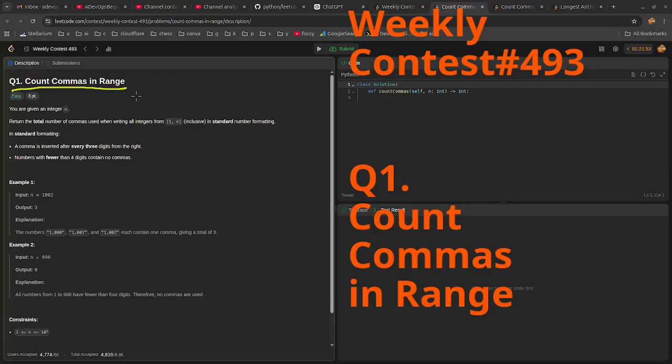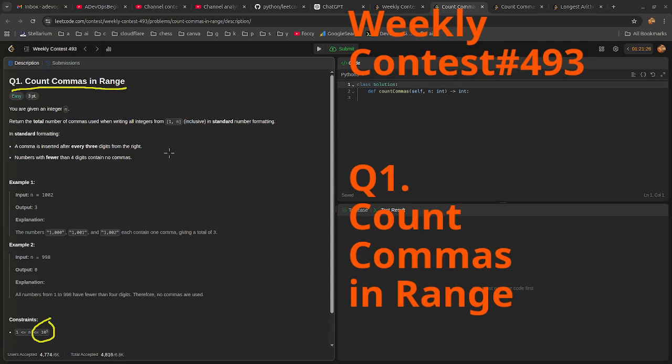LeetCode Weekly Contest 493, Question 1: Count Commas in Range. This is an easy problem. Actually, this problem is quite easy because the range is quite small, 10 to the power of 5, which gives us only one option, which makes this question quite simple.